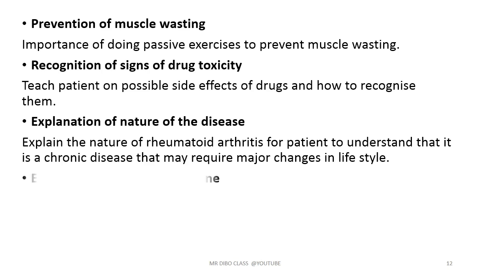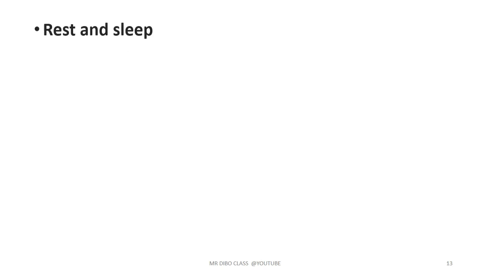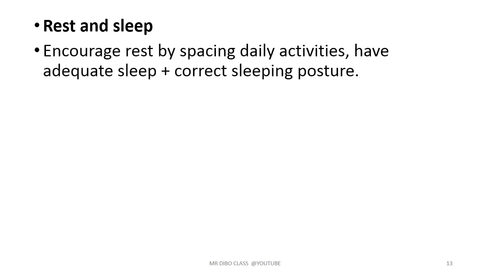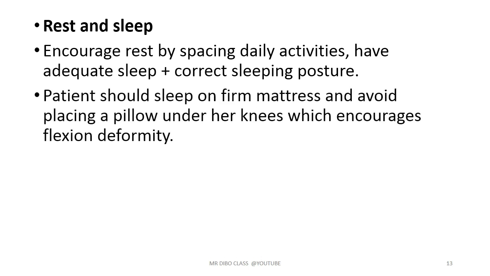Also explain the nature of the disease. Remember, there are levels of anxiety. So explain the nature of rheumatoid arthritis, for patients to understand that it is a chronic disease and may require major changes in lifestyle. Then also explain the procedures which have been done: all diagnostic tests and procedures, for example x-rays and other investigations. The other thing you should consider is rest and sleep. Because of anxiety levels, you need to encourage the patient to rest by spacing daily activities and to have adequate sleep in correct sleeping postures.